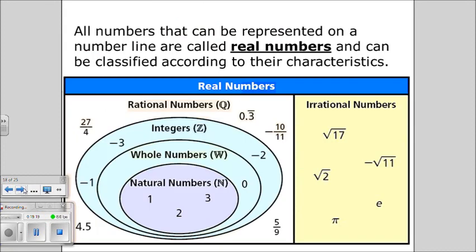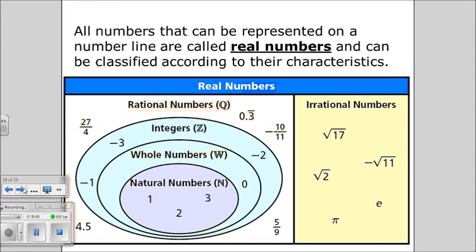So now we already have the answer and the reason. All numbers that can be represented on a number line are called real numbers. What are the real numbers? Real numbers can be rational or irrational numbers, because we can classify them according to their characteristics and features.